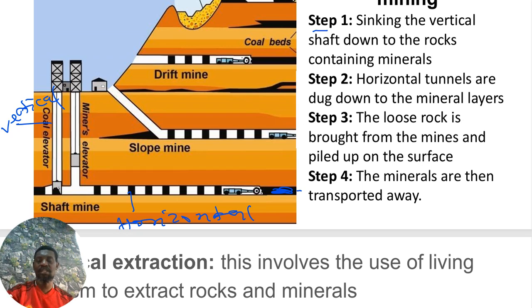So 2 things you need to know. First, the first step is sinking a vertical shaft down to the rock containing the mineral. Once you sink the vertical, you now create a horizontal tunnel dug down to the mineral layer. Then the loose rock is brought up to the surface. You can say through the mineral elevator if you want to, but there's no real need. Just the loose rock is brought from the mine and piled up on the surface, and the mineral is transported away for use.